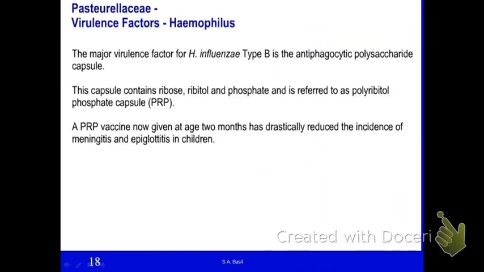Okay, let me go back. PRP, the ribitol phosphate. The PRP vaccine is also being given to reduce the incidence of meningitis and epiglottitis.